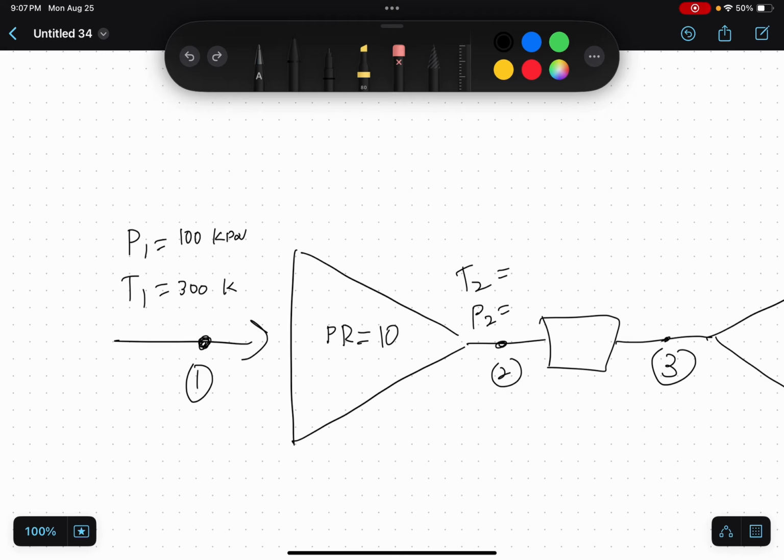Is that a bug? That might have been a bug on my computer. What the heck?